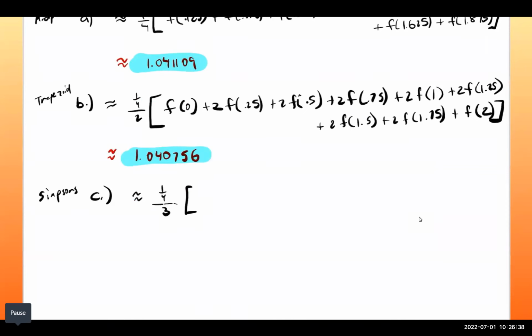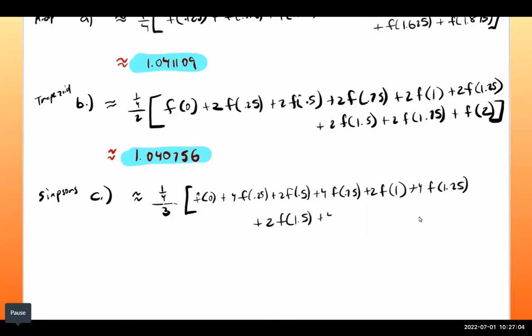So we start with 4. Well, I mean, actually the first one starts with just coefficient 1. The next one starts with coefficient 4, 0.25, and then 2, 0.5, and then 4, 0.75. It just alternates, and then back to 2, 1, and then 4, 1.25. Then I'm going to have to carry on down here, 2 again, 1.5, and then 4, 1.75, and then 2. Actually, no, the last one is coefficient 1. Remember that. So it's just f of 2 for the last one.